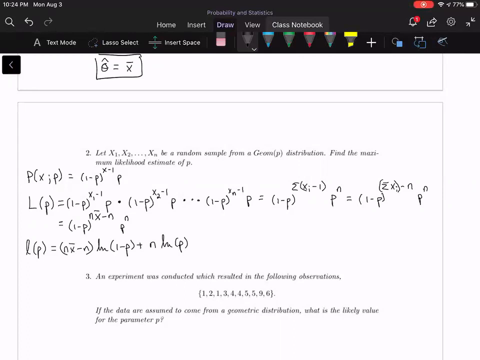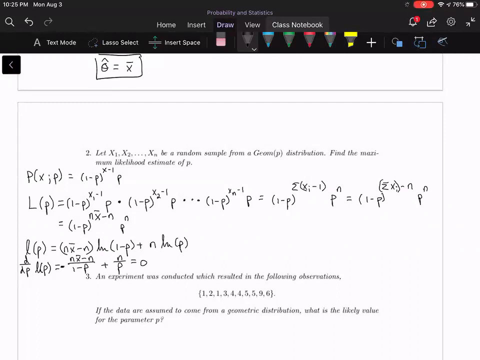Then, what do we want to do next? Take the derivative and set it to 0. Good job, Alvin. Yes, so we want the derivative with respect to p, because that's our parameter now. So we want d dp of this log likelihood. And so that's going to give us (n x bar minus n) over 1 minus p. And the derivative of 1 minus p is -1. So I'm going to put that negative sign out front, plus n over p. Set that equal to 0.